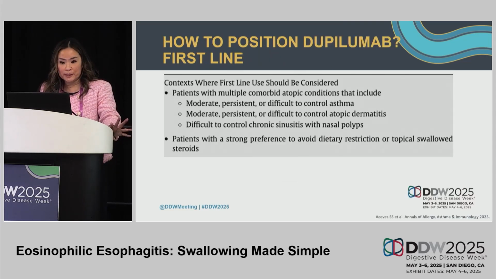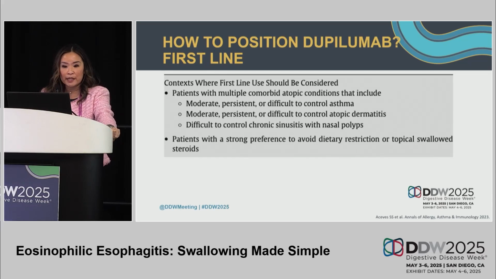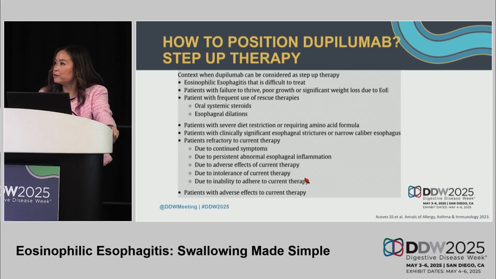So how do we position dupilumab? An expert panel published some considerations on when to consider dupilumab as first line versus as step-up therapy. They suggest that patients who have multiple comorbid conditions, including asthma, eczema, and nasal polyps, should be considered. Also patients with a strong preference to avoid dietary restrictions or topical steroids.